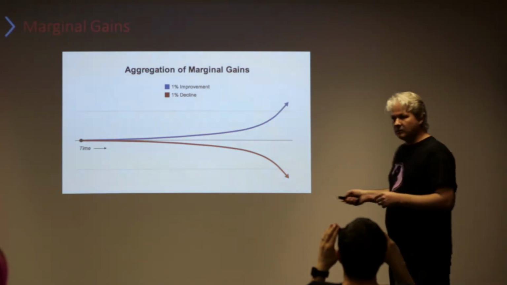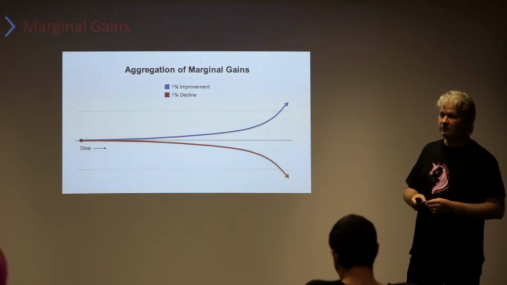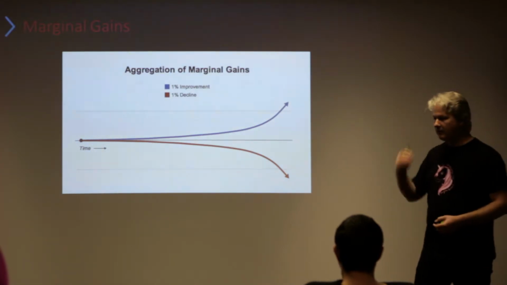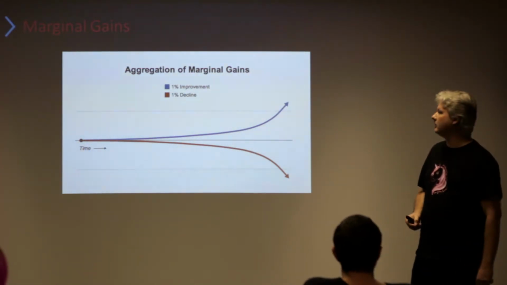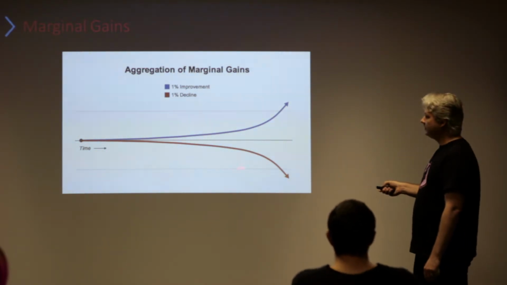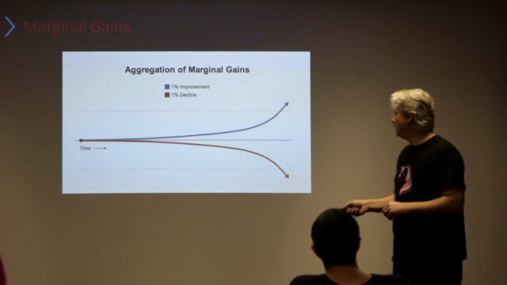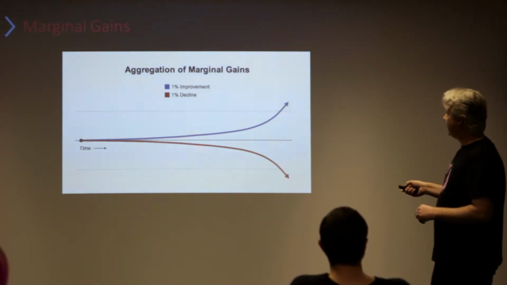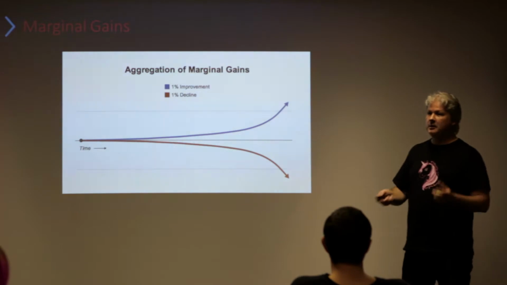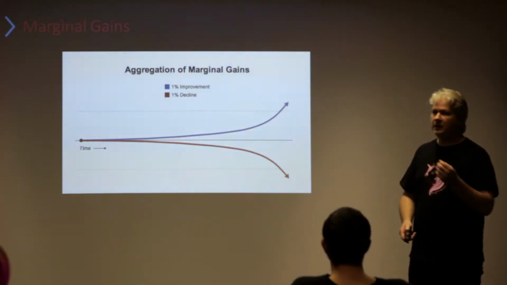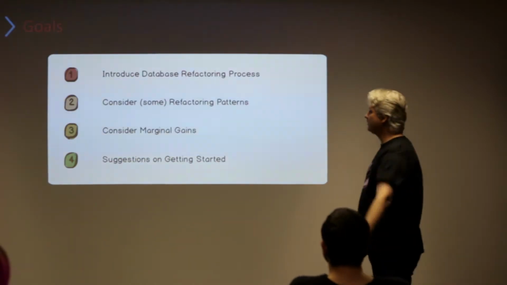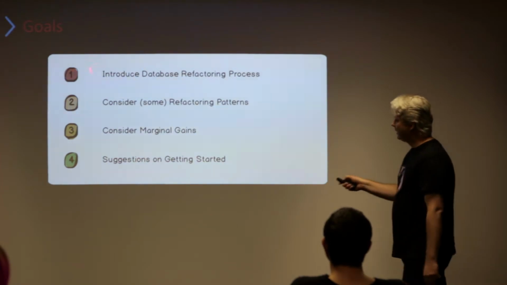The converse applies as well. If you leave a system with these declining elements, where you don't take care of the database structure, you don't take care of your code quality, you don't take care of your build time, the opposite applies. These small broken windows, for want of a better word, will add to the gradual decline, and it will exponentially decline your code base, as we all know. And hence the theme of today's talk is the marginal gains that we can get out of refactoring our databases.